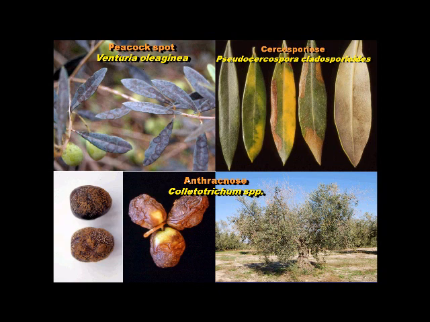Cercosporiosis, caused by Pseudocercospora cladosporioides, which produces chlorosis on the upper side of the leaves and a dark lead-gray darkening on the underside of the leaves as a consequence of the pathogen sporulation, and anthracnose caused by Colletotrichum species, which produce fruit rot and a dieback of branches.